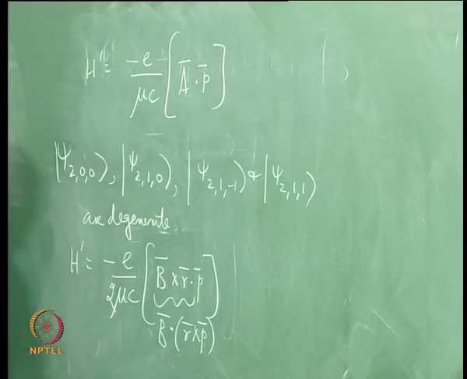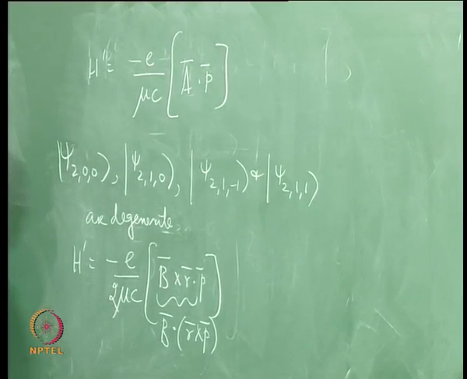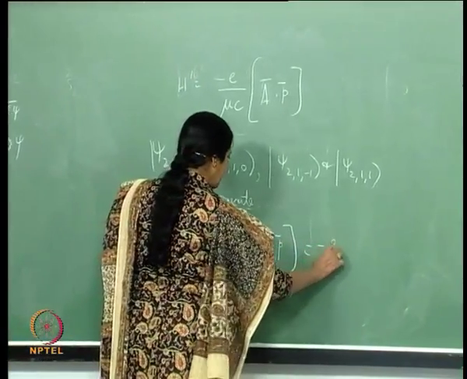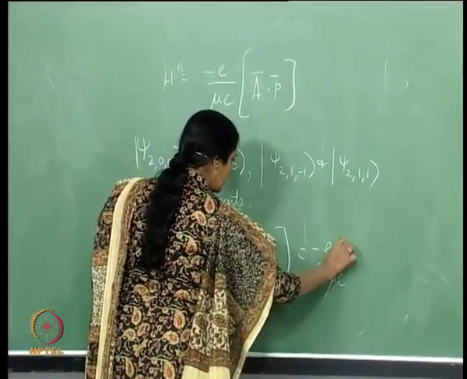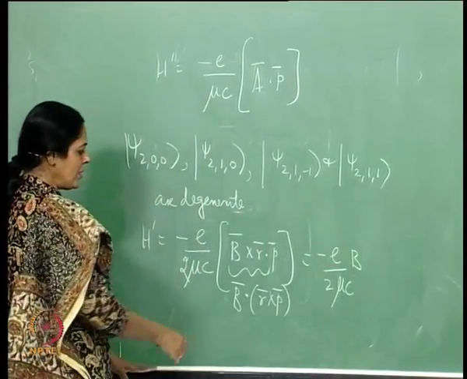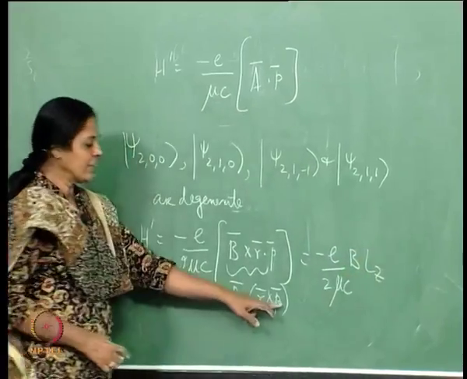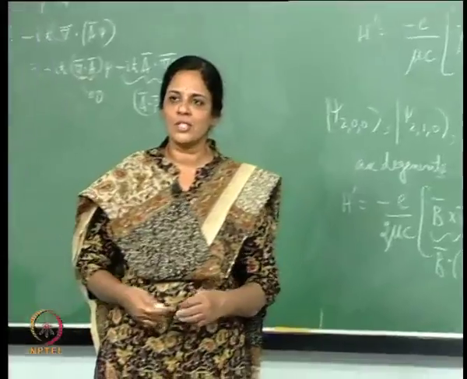But B is along the Z axis. I have chosen a uniform magnetic field along the Z axis with magnitude B, and therefore, that is minus e by 2 mu c magnitude B Lz, because I need to worry about the Z component of the orbital angular momentum.